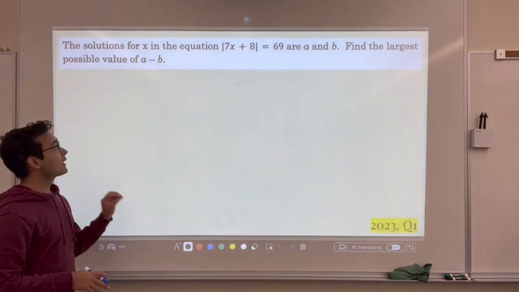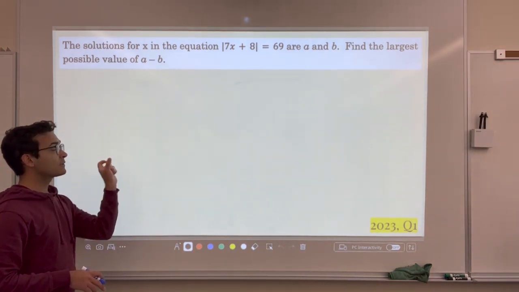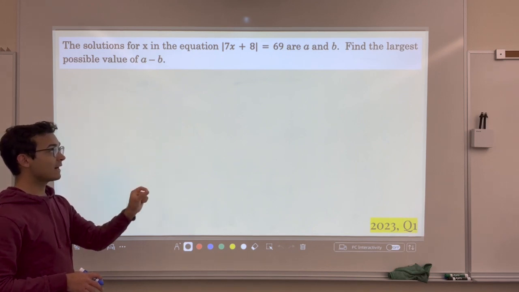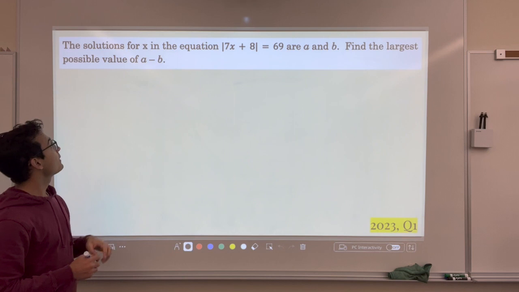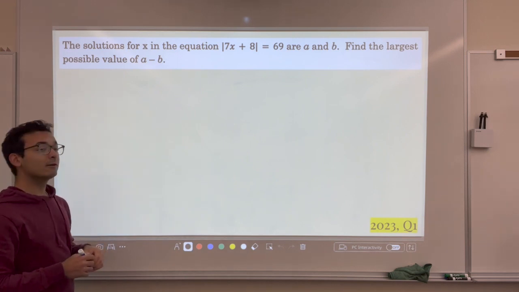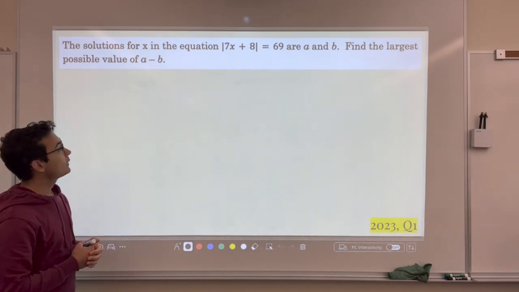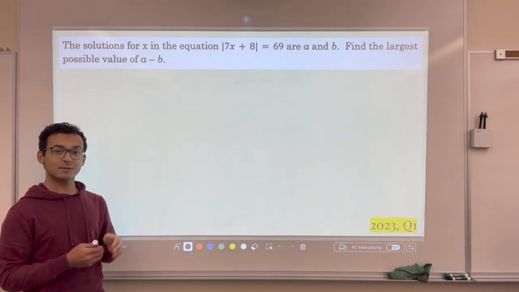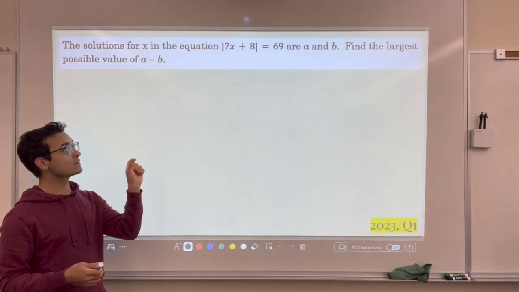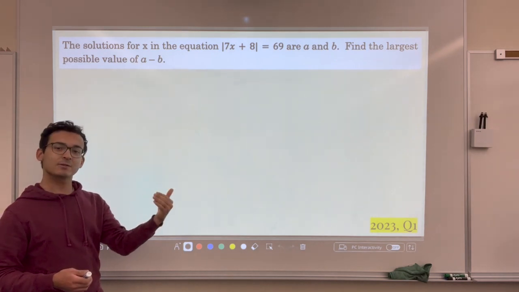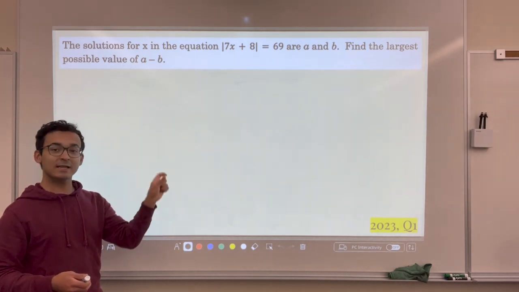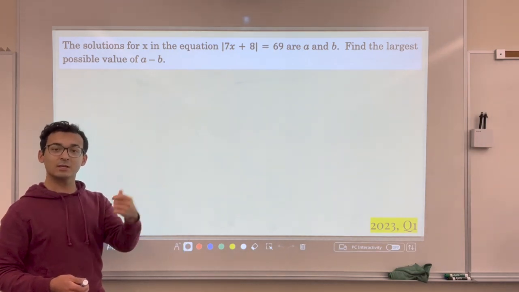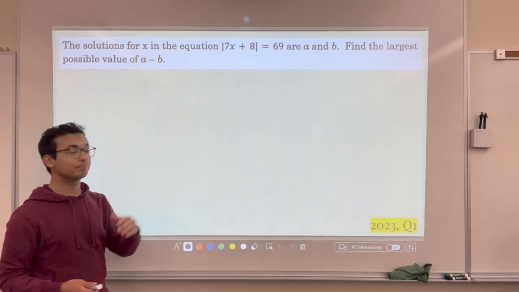The solutions for x in the equation, the absolute value of the quantity 7x plus 8 is equal to 69, are a and b. Find the largest possible value of a minus b. Okay, well in this case there are only going to be 2 values of x because there's going to be one that produces a positive 69 and there's going to be one that produces a negative 69, and then when you take the absolute value of negative 69 you will get the result of 69.